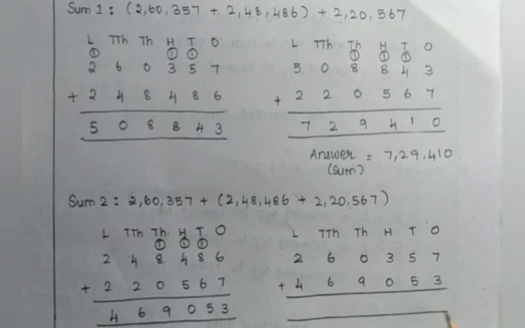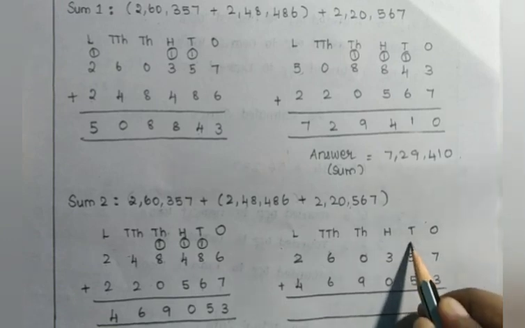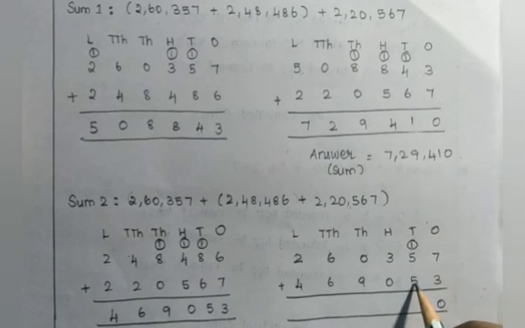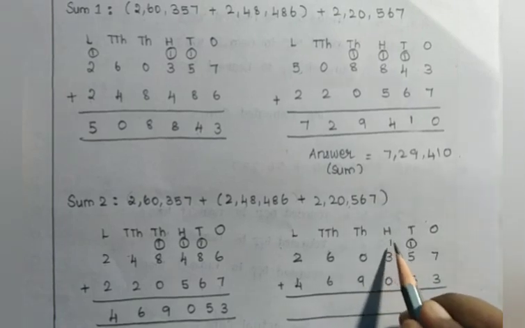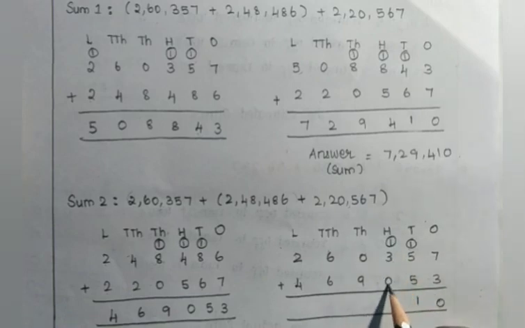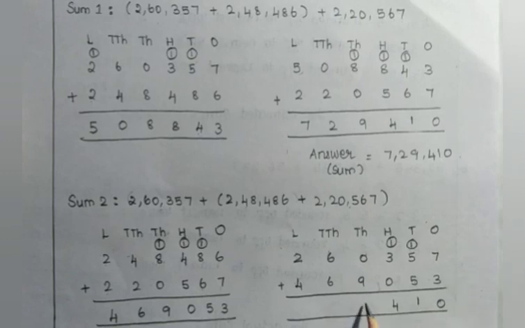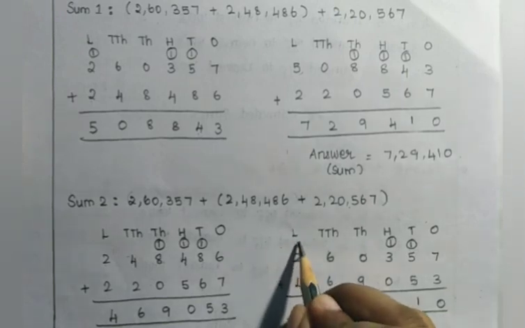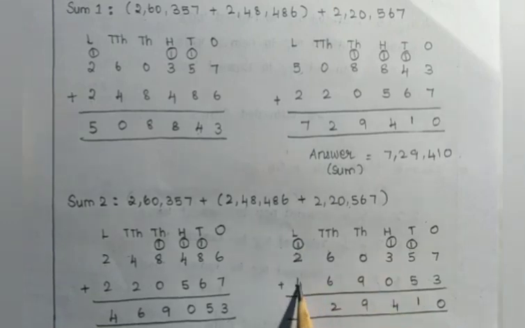So, 7 plus 3, 10. 1 goes to the carry over. 5 plus 5, 10 plus 1, 11. 1 goes to the carry over. 3 plus 0, 3 plus 1, 4. 0 plus 9, 9. 6 plus 6, 12. 1 goes to the carry over. 2 plus 4, 6 plus 1, 7.